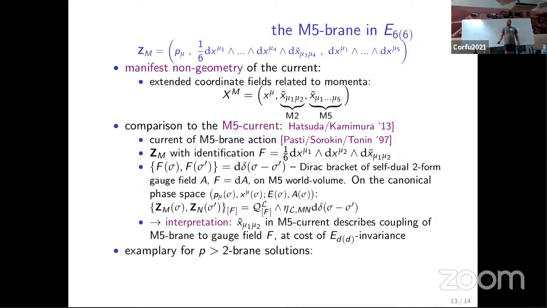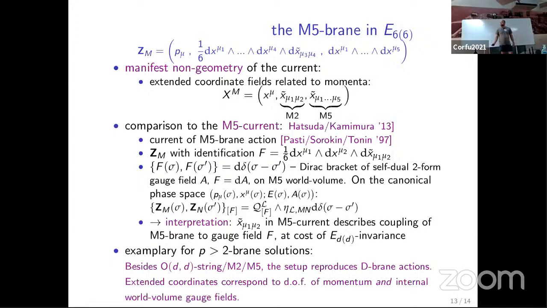And it turns out this setup, where non-geometric coordinates appear, is exemplary for branes. So the same thing will happen for the D-brane solutions. We will have some non-geometric coordinates, we make some identification which will correspond to a gauge field defined on these D-branes, and we would reproduce the ordinary D-brane actions. And yeah, so this is what I said. The extended coordinates correspond to degrees of freedom, the momentum, and the internal world volume gauge fields.